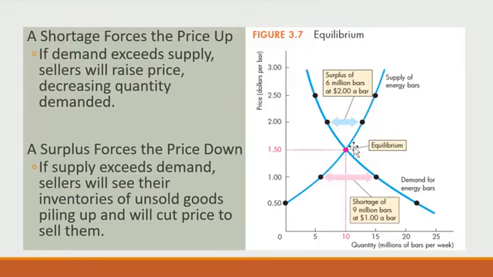These two situations are depicted in one picture. I borrowed it from Parkin's book, chapter 3, where you can see at $2 there is an excess supply, and at $1 there is an excess demand, and when price moves in this direction, these surpluses or shortages will be eliminated and equilibrium will be restored.